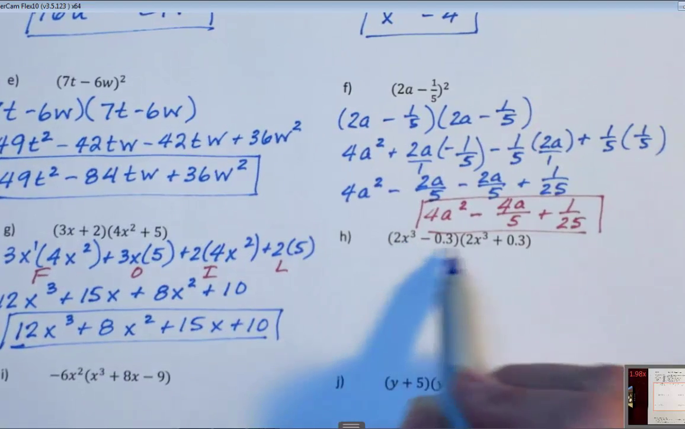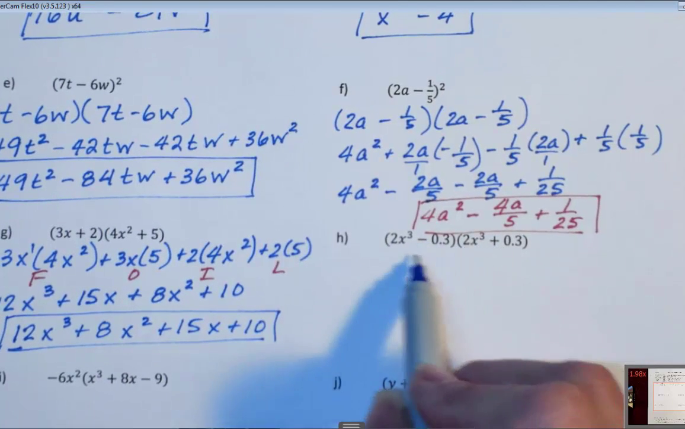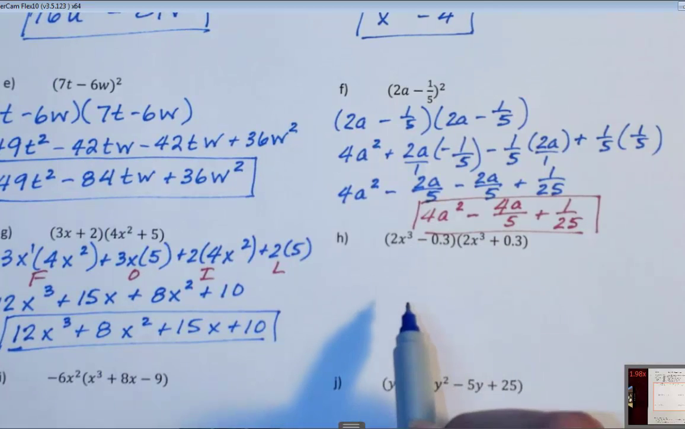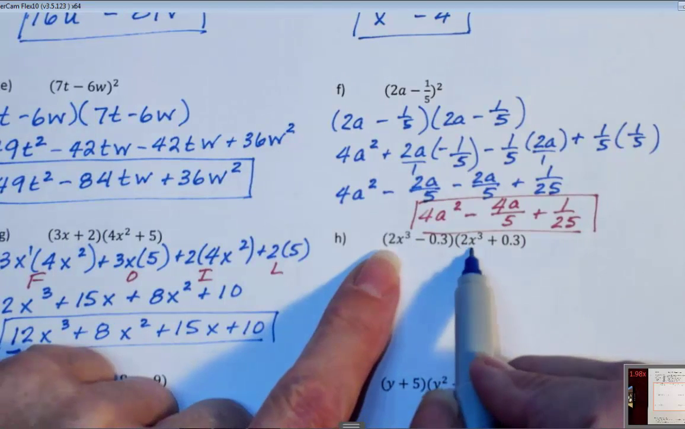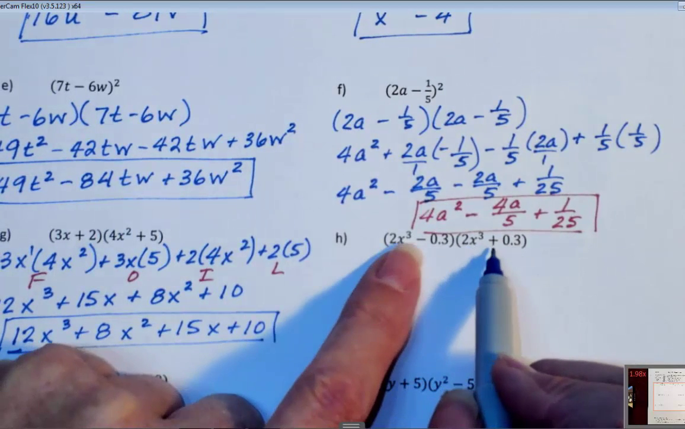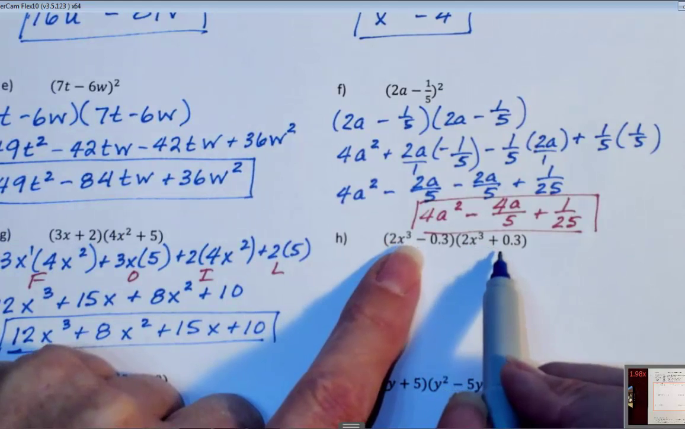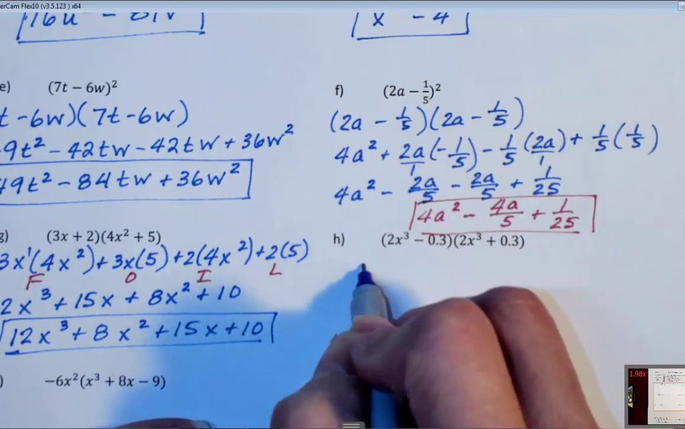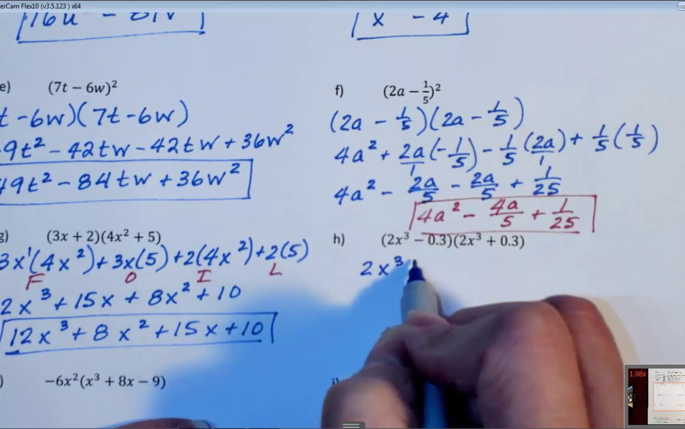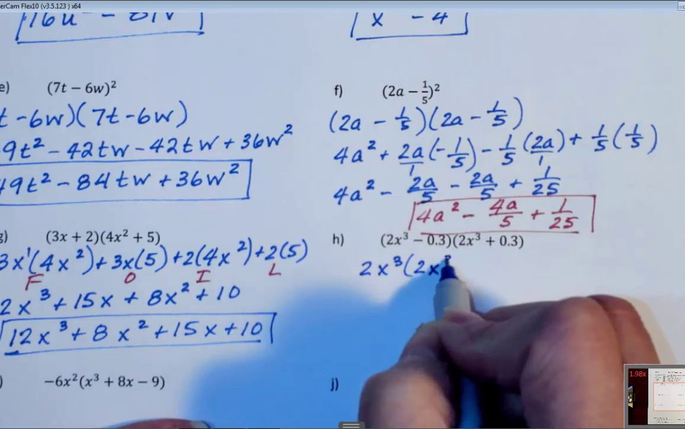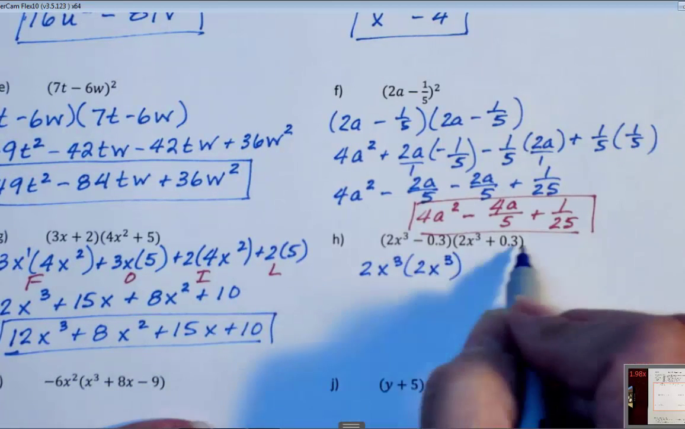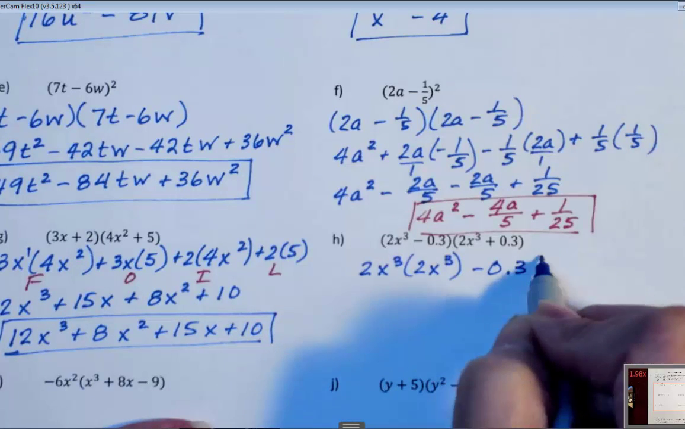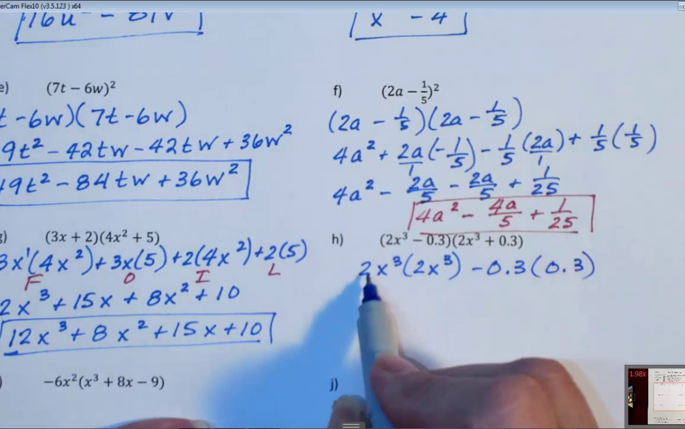This one over here, we have the sum and difference of two binomials. They have exactly the same terms. In each binomial, the only difference is one is added and one is subtracted. So all I need to worry about is 2x to the third times 2x to the third, my first terms being multiplied, and my last terms being multiplied.